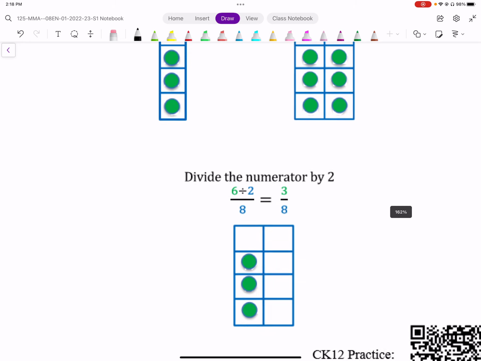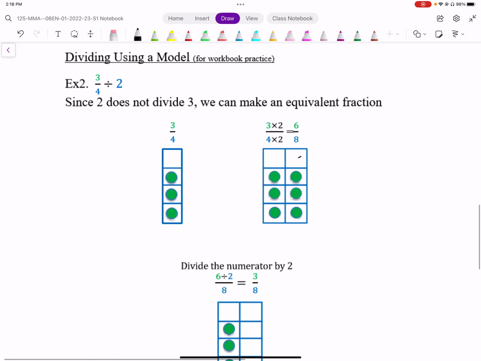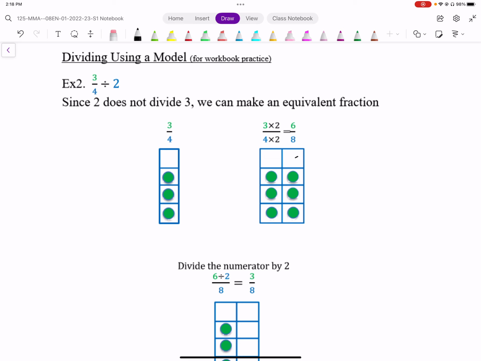So this is what we are going to do in the workbook practice. Again, we don't use this necessarily when we're doing problems. So it's just one way to kind of show how divide works.